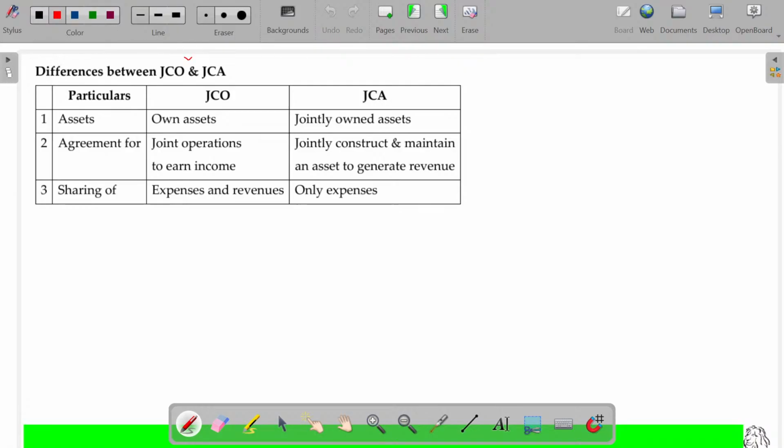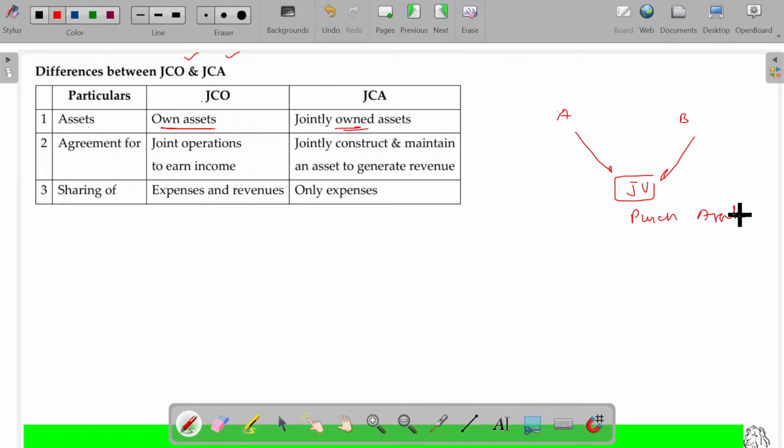Difference between JCO and JCA. In case of JCO, the assets are the entity's own assets. In JCA, the assets are jointly owned. In case of jointly controlled operations, A and B form a joint venture. So A investors and B investors, with that investment, will now purchase the asset.